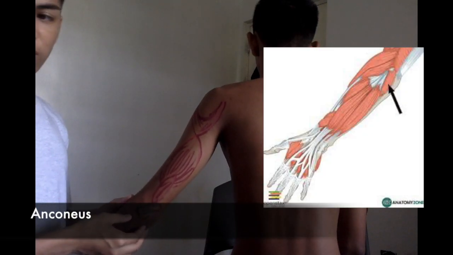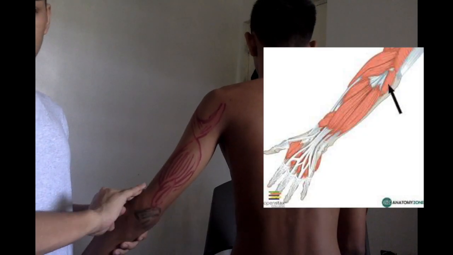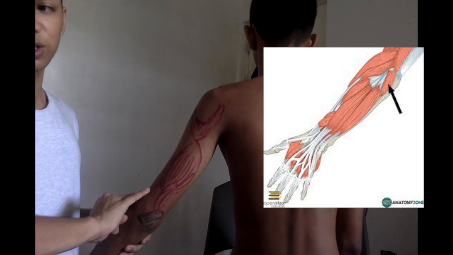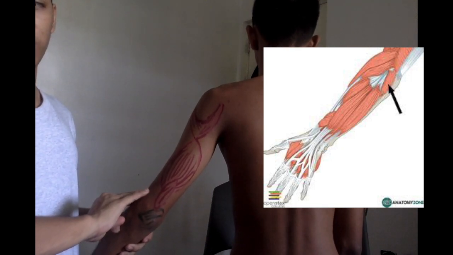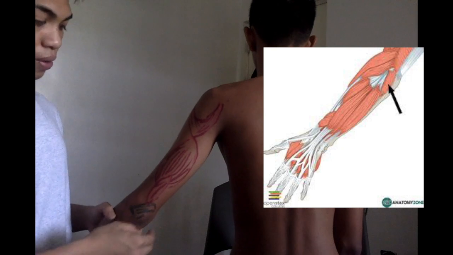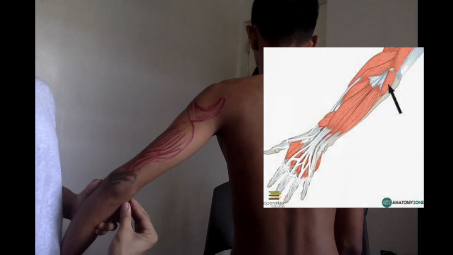Here naman, we have the anconeus muscle. Its origin is in the lateral epicondyle of the humerus, and its insertion is in the lateral surface of the olecranon and the superior part of the posterior surface of ulna. So, dito, bandang lobe sa ulna.